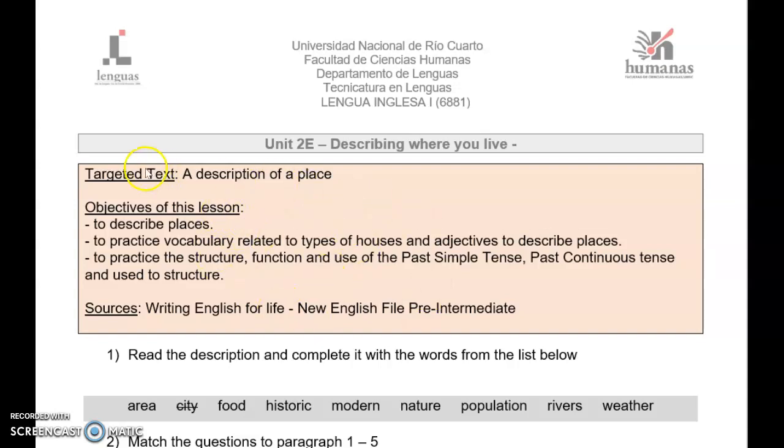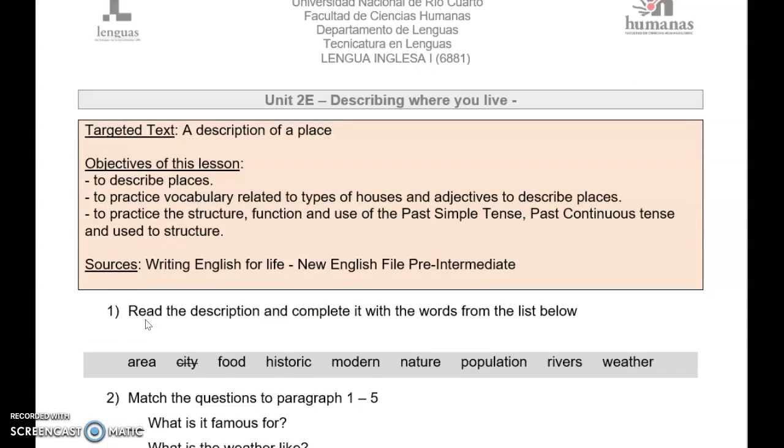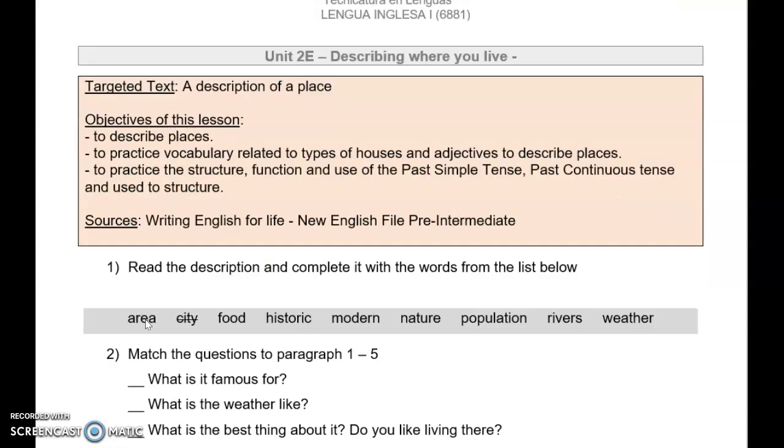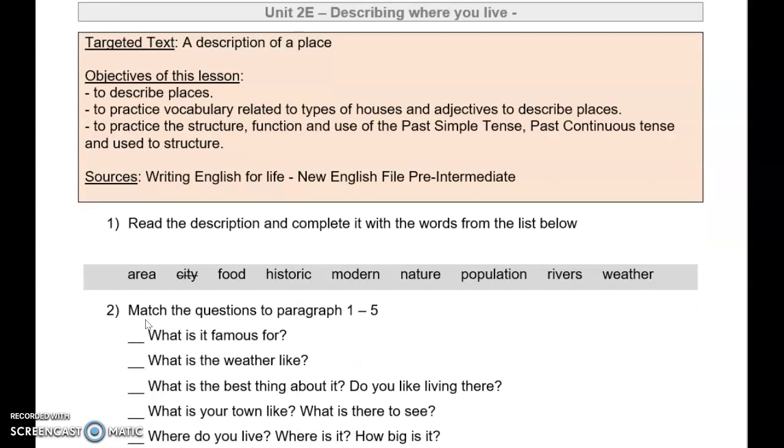So in this first chart, what we establish are the targets, the targeted text, the objective of this lesson, and the sources where we extracted all these activities, right? Okay, great. So remember that the writing skill is one of the most difficult skills together with speaking. So you need to take this process consciously and with patience, right? So the first thing we are going to do is to read a text in order to have a model to follow, right?